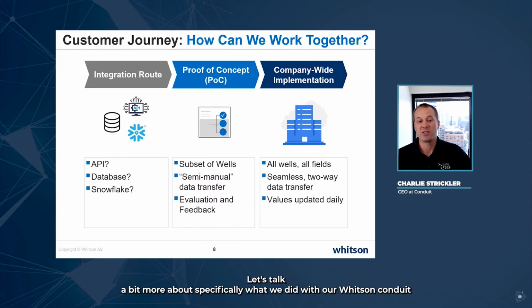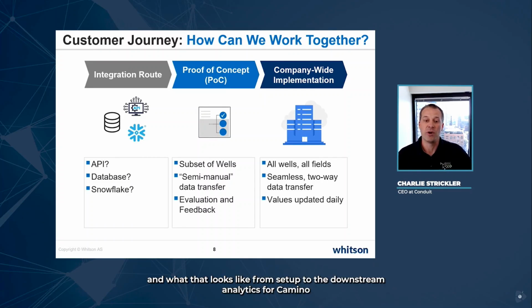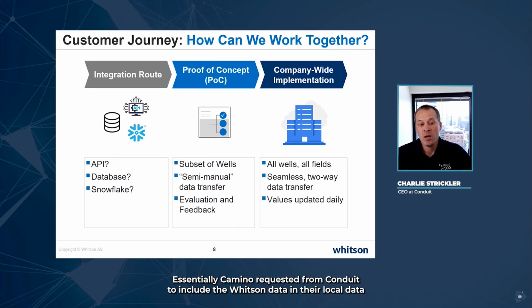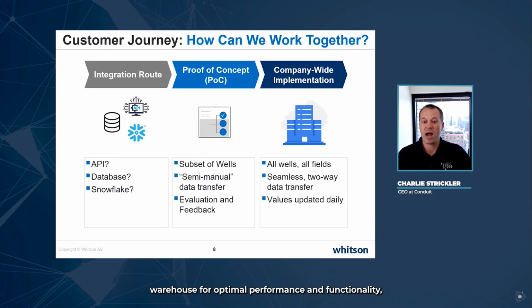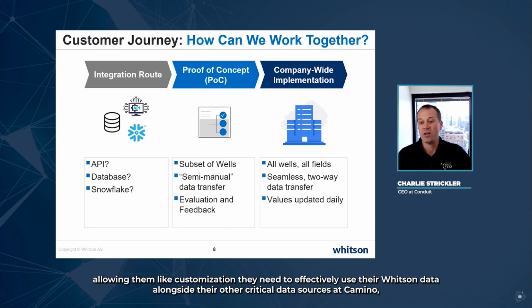Let's talk a little bit more about specifically what we did with our Whitson Conduit and what that looks like from setup to the downstream analytics for Camino. Essentially, Camino requested from Conduit to include their Whitson data in their local data warehouse for optimal performance and functionality, and allowing them the light customization they need to effectively use their Whitson data alongside their other critical data sources at Camino.